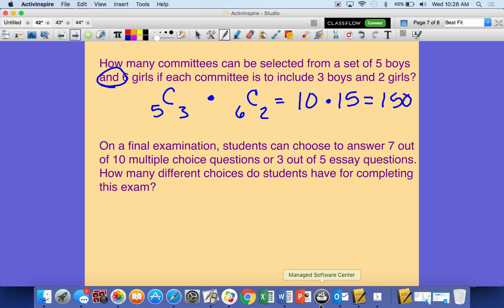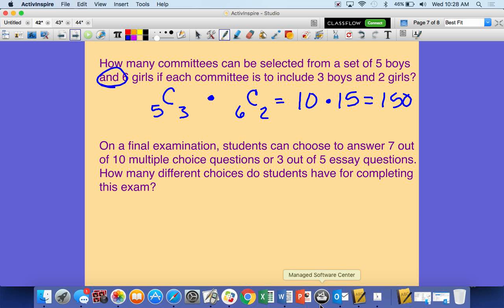Alright, on a final test, students can choose to answer 7 out of 10 multiple choice questions or 3 out of 5 essay questions. How many different choices do students have for completing this test? Well, we've got 2 different options here, right? Does the order that you do these problems matter? No. If you wanted to do problem 9, you could do it first and then skip to 2 and then 3 and so on. Order doesn't matter.